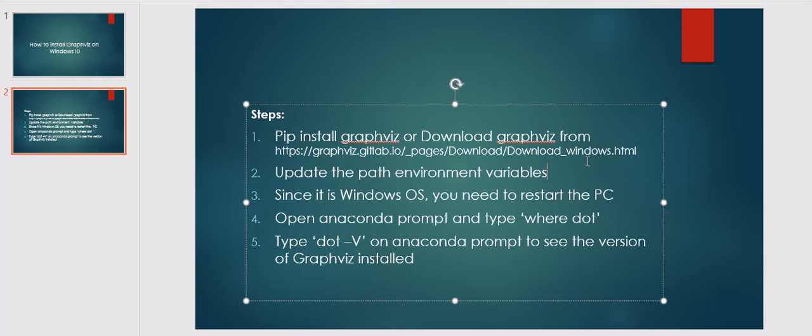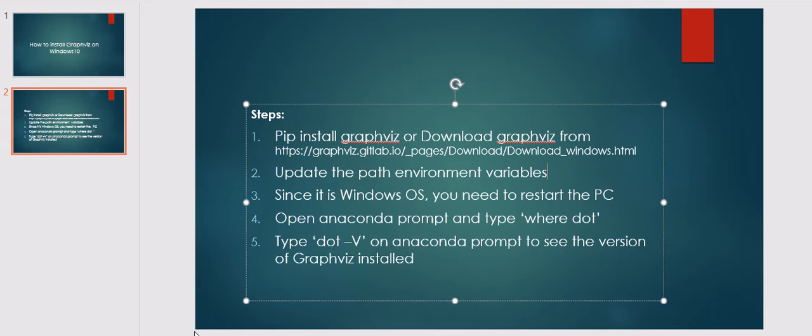Once you restart your PC, you can open the Anaconda prompt again and type the command that will show you the location of the .exe file, which is what is responsible for making Graphviz work. Then you can also view the version of Graphviz that you have installed by typing -v on your Anaconda prompt. You'll be able to see the version of Graphviz installed. Then I'm going to walk us through a little example of how to use the dtreeviz that I talked about earlier.